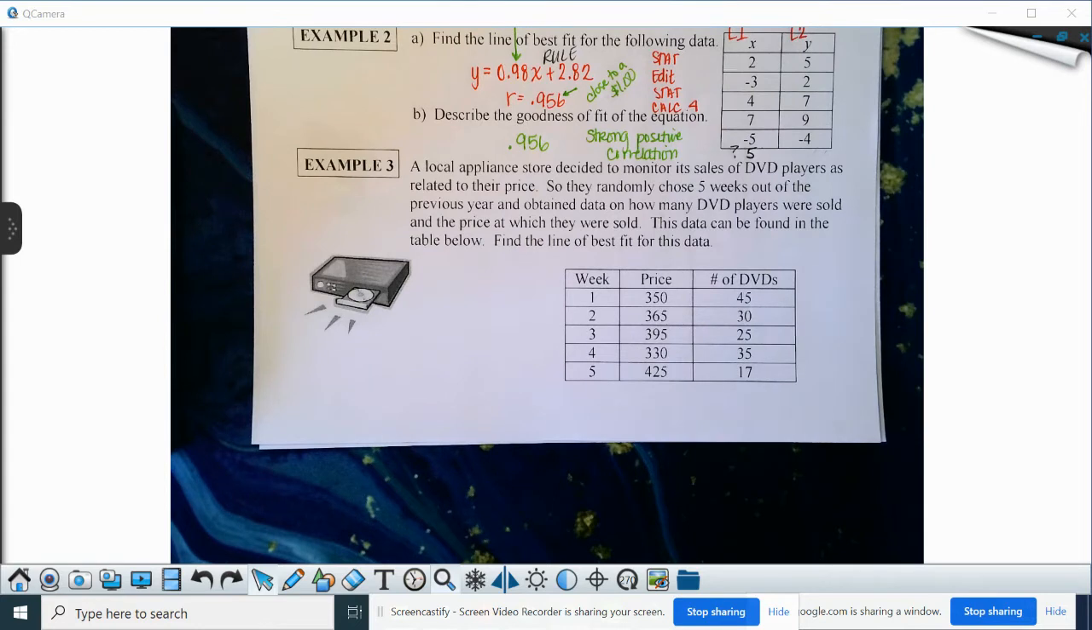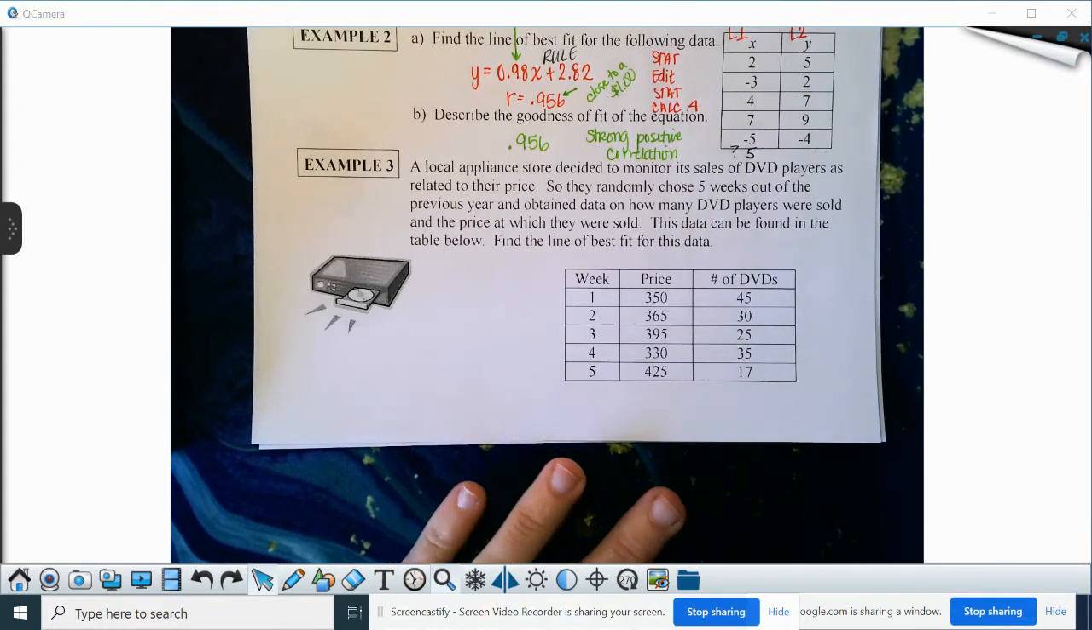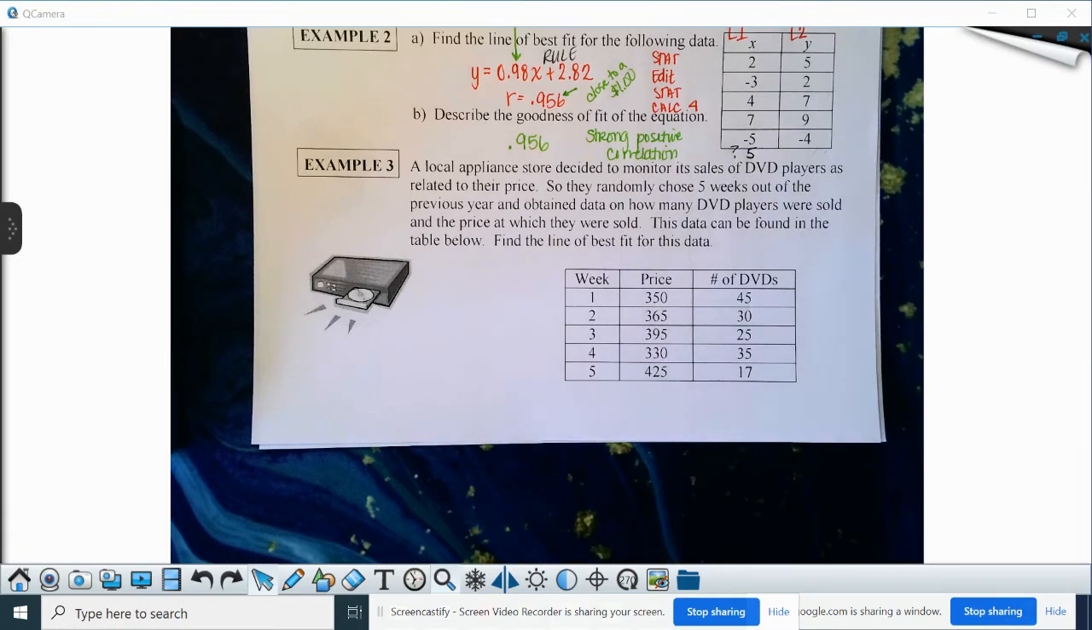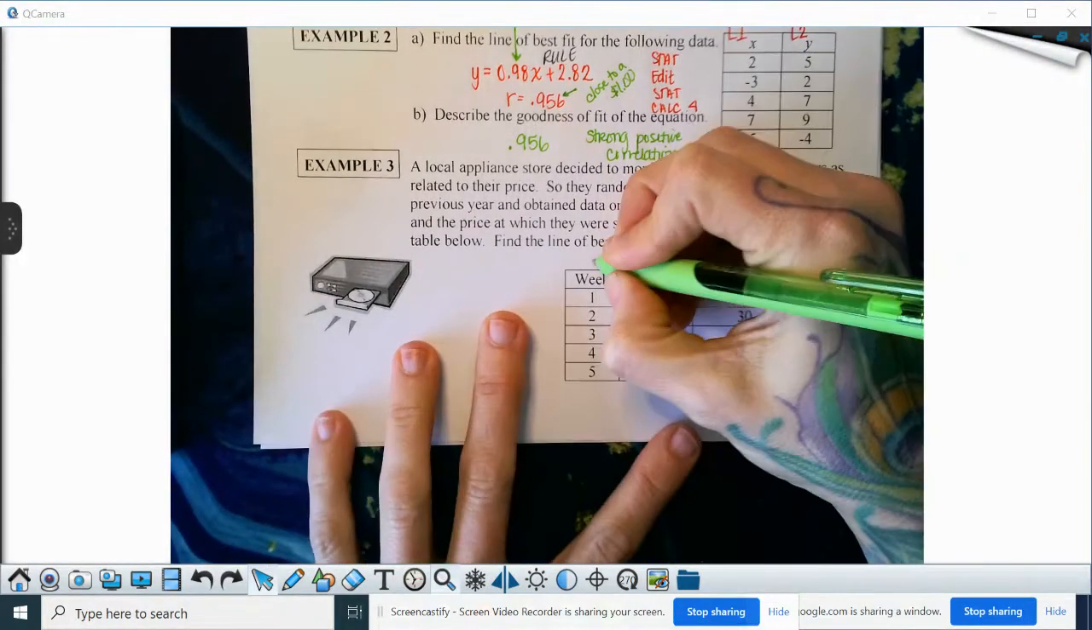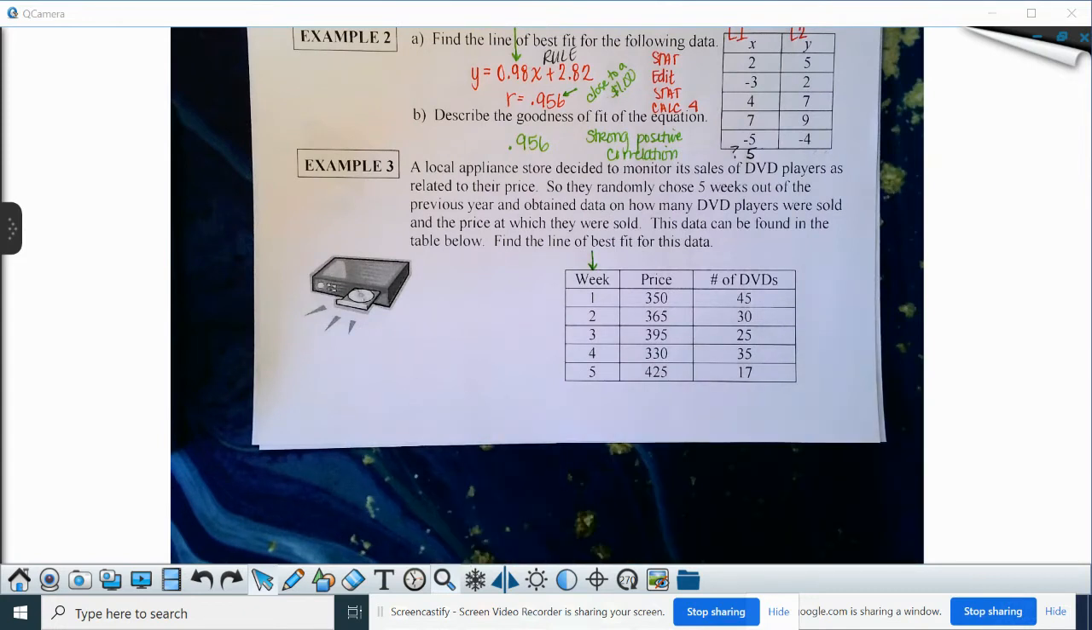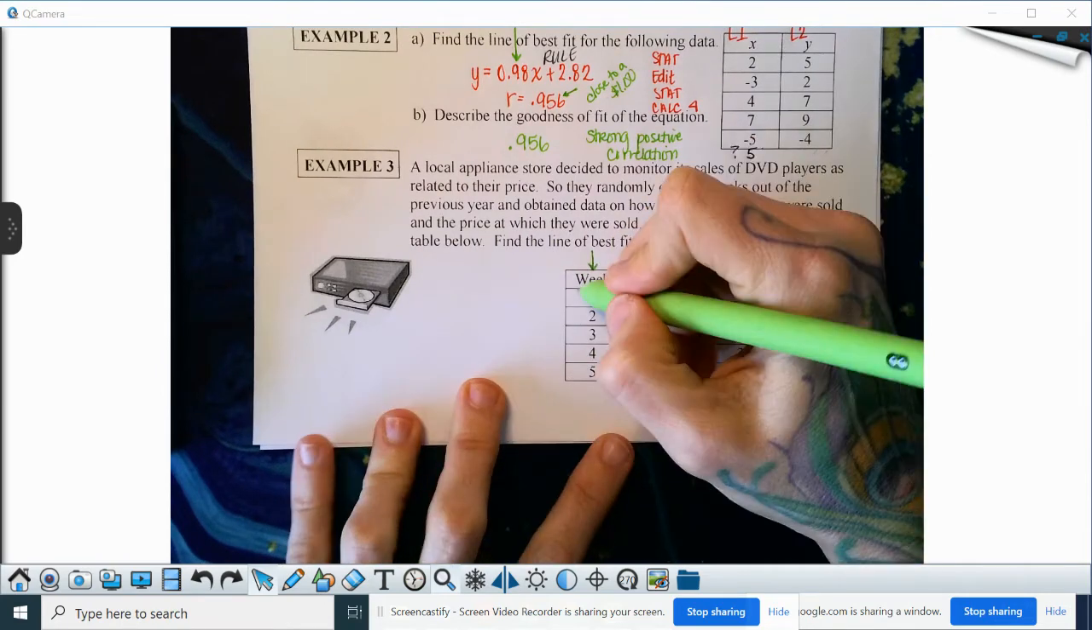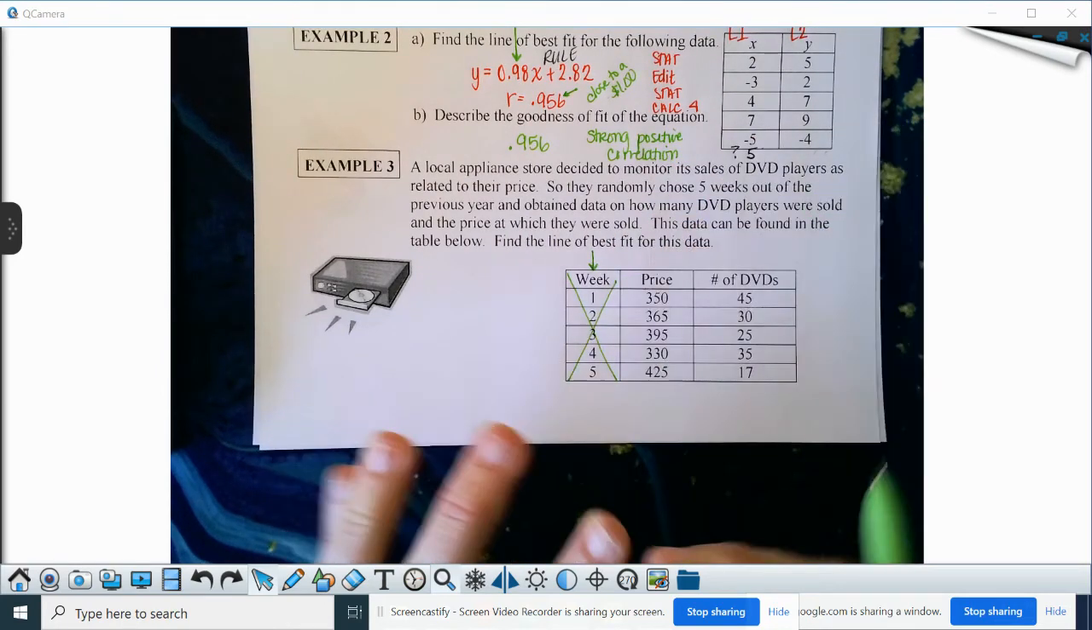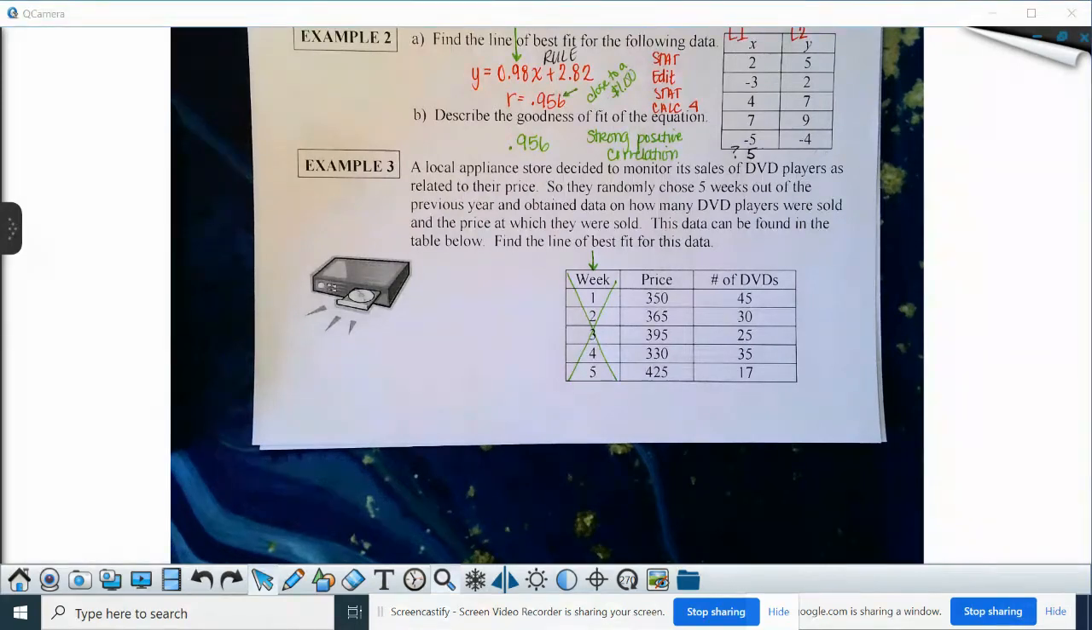Now, the only thing I would say from this table that could be a little deceiving is what actually matters. We are comparing the number of DVD players to their price. So this whole column right here is arguably just fluff. It is just saying that this was the first week I chose, this was the second week I chose, and so on and so forth. So as far as your L1, L2, or writing your line of best fit rule for this data, that column does not matter.